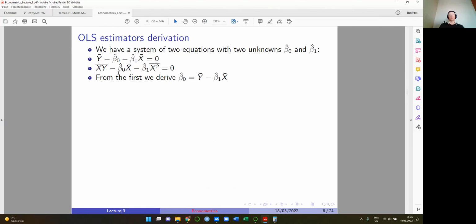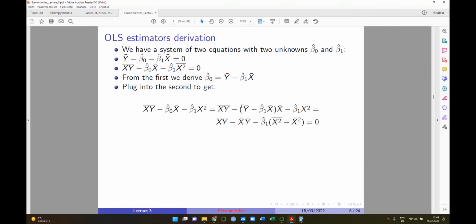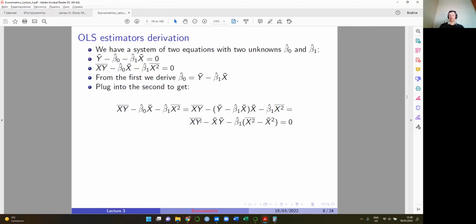Now we can take this beta 0 and plug it into the second. So this is the initial expression. Now instead of beta 0, we plug in this expression. And this is the result. Now look what we can do. We can open the brackets here. Try to distinguish these two things. This is the average of x y, and this is the average of x multiplied by the average of y. Those two are different things, like the expectation of x y and the expectation of x multiplied by the expectation of y. These are the sample counterparts.